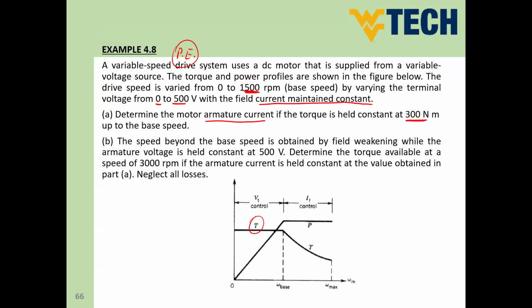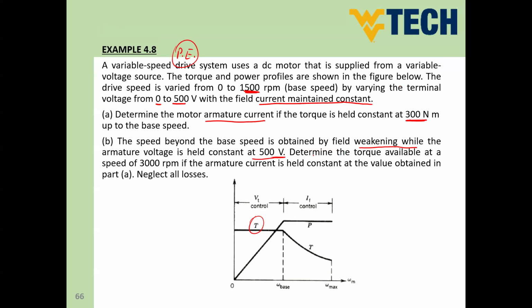Then the speed beyond the base speed is obtained by field weakening. So this is the field weakening or field control. We reduce the field in order to increase the motor speed, while the armature voltage is held constant at 500. We cannot increase the volt anymore.